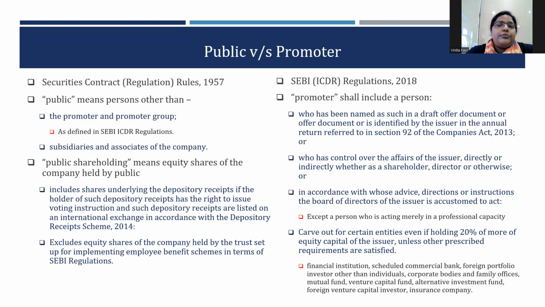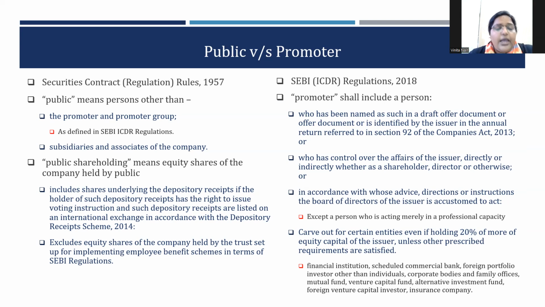Now, when we talk about minimum public shareholding, we need to first understand, as the term suggests, it seems to indicate the minimum quantum of shareholding which needs to be held by the public, and therefore the meaning of the term public, and hence public shareholding, becomes quite important. This is defined in the Securities Contracts Regulation Rules, where public means any person other than the promoter and promoter group, and other than subsidiaries and associates of the company. So excluding the promoter group and subsidiaries and associates of the company, the persons who are holding the shares would be identified as public.